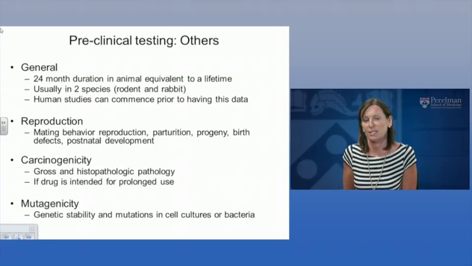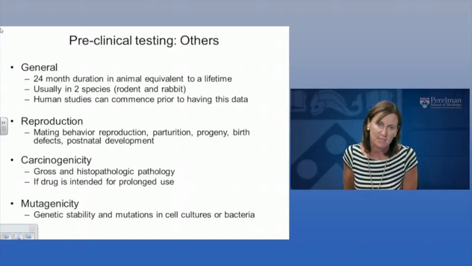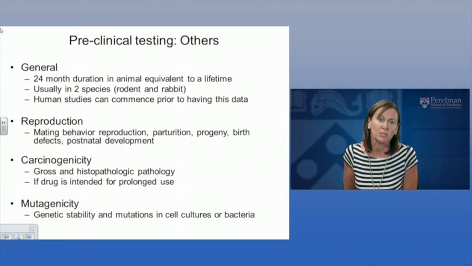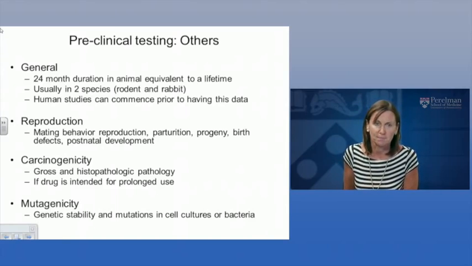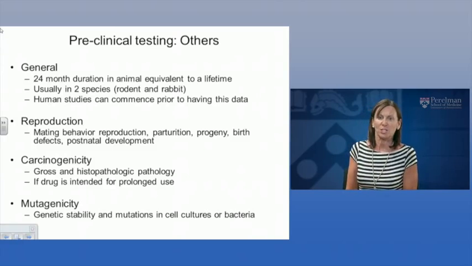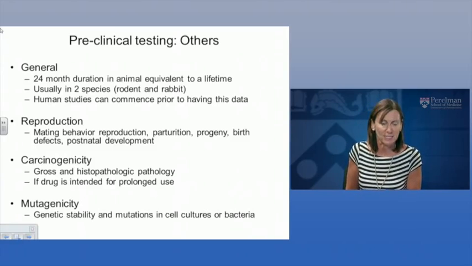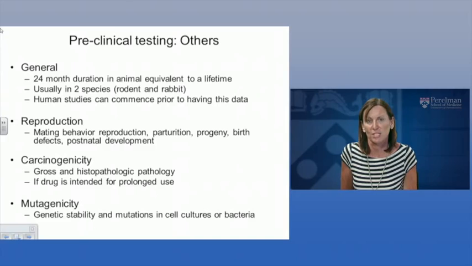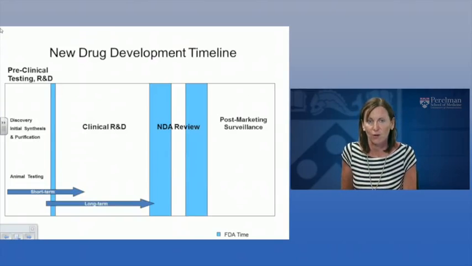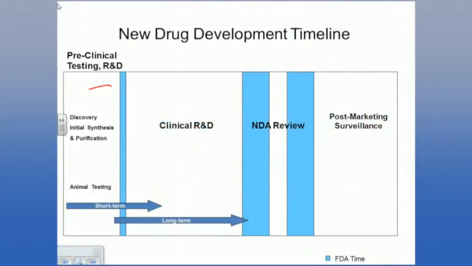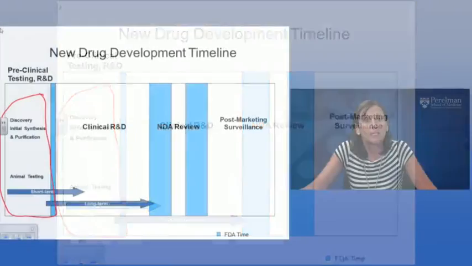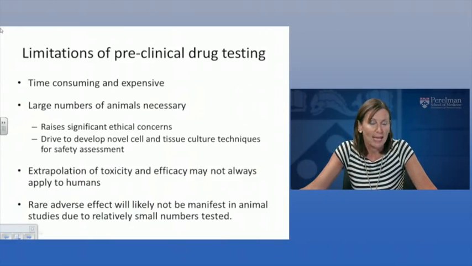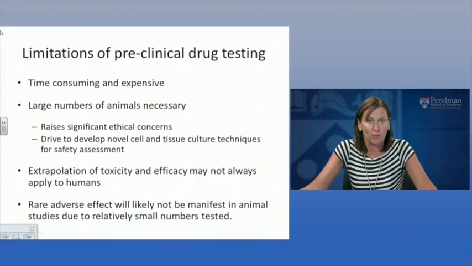And then finally, mutagenicity. And this tries to get at the point of genetic stability. And here there is an effort to try and identify mutations in either cell cultures or bacteria model systems to try and extrapolate the potential of mutagenicity in humans should it get that far. So in this particular slide, you can see that you have completed all of these 2 phases of testing. And the entire process for which that actually takes place can be variable.